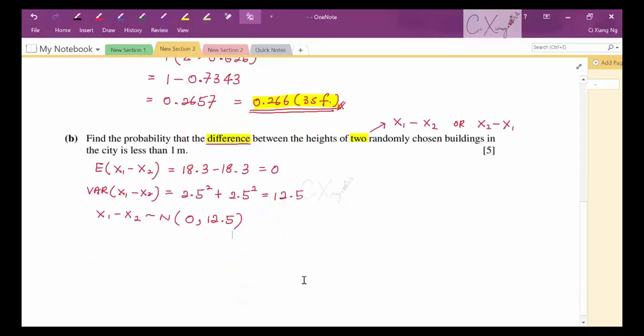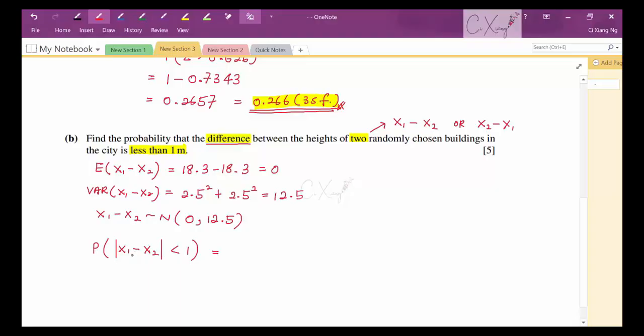Okay, so now continue to the question. They want us to find the probability of the difference between the two buildings, x1 minus x2. Like what I mentioned just now, the difference between the two buildings can be x1 minus x2, or it can be x2 minus x1. Generally, when we want to write out the symbol for this kind of case, we put the modulus. So the modulus here means that it can be x1 minus x2, or it can be x2 minus x1. And then they are saying that the difference is less than 1 meter. Therefore, I have smaller than 1.